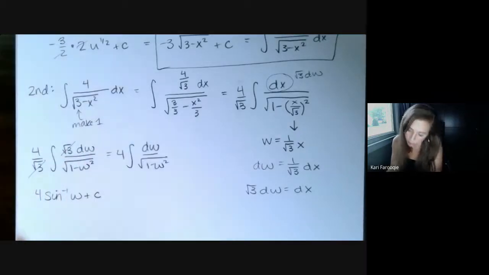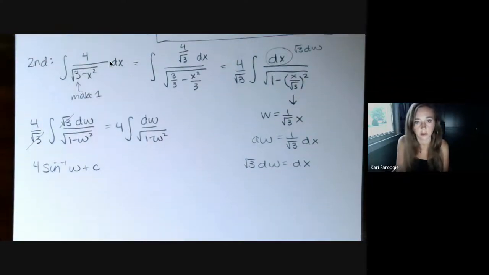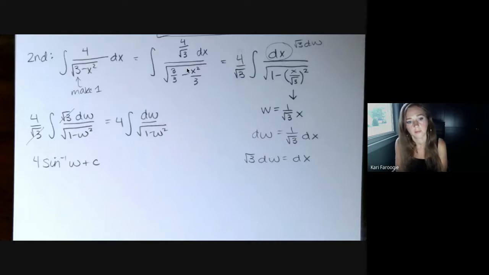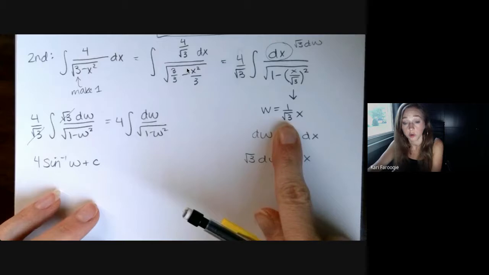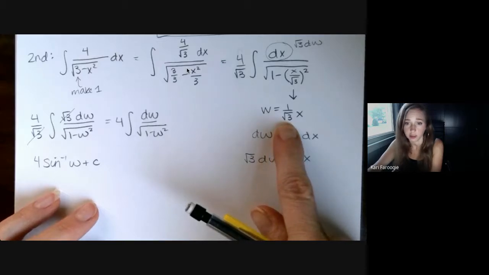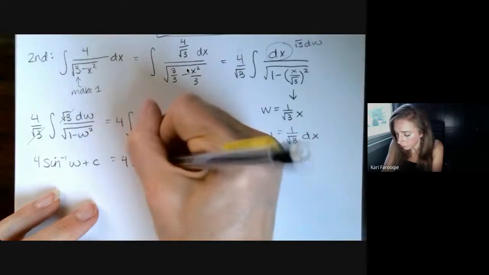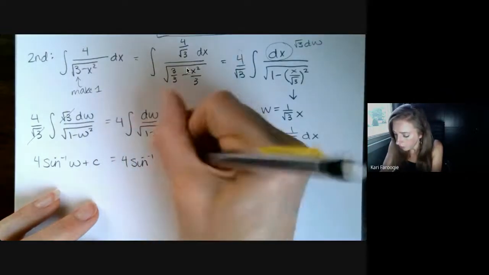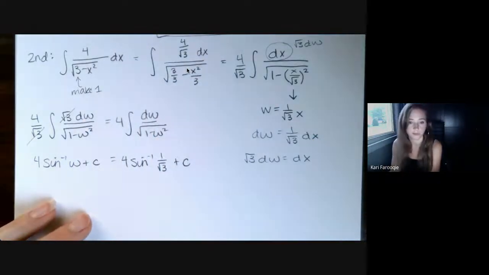And if you want to put a plus c on it, fine. Like I said, whether you do that now or later makes no difference to me. Back substitute for x. We had w as 1 over the square root of 3. You don't have to rationalize that. You can just leave it. So this is 4 times the inverse sine of x over the square root of 3 plus c.